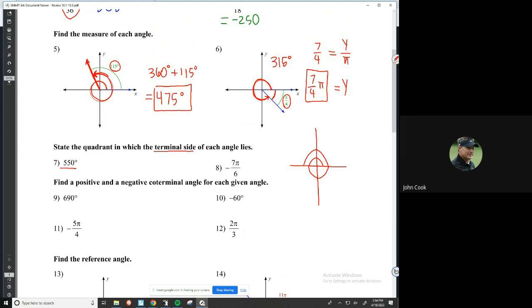That's already really close to 550. So I'd go another 10 degrees. That wouldn't be enough to go another 90 degrees over to here. So that means that my terminal side just stops there, and it's in this quadrant.